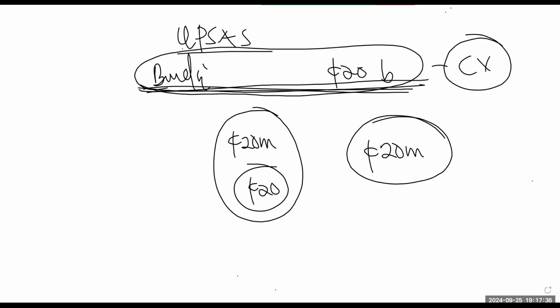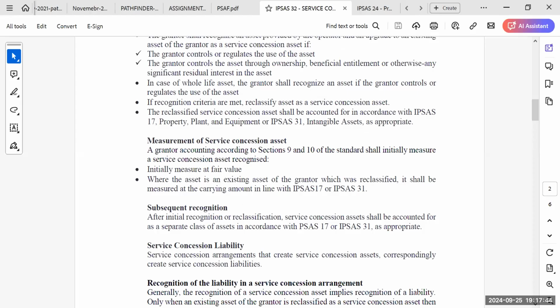So at the time that you recognize a concession asset, a concession liability should also be recognized as the value of the asset. If the asset has been constructed at 20 million, the government will recognize a concession asset of 20 million. Then the liability should also be recognized as 20 million, because the people are going to be getting this.